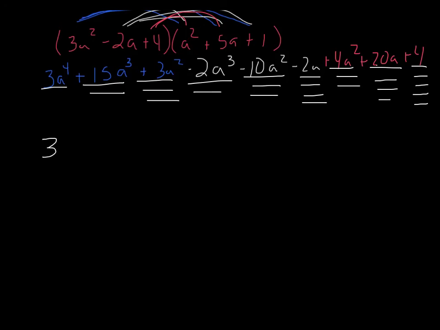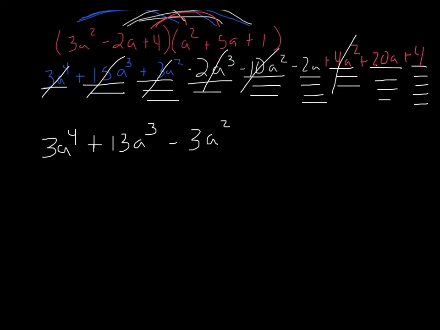Alright, so 3a to the fourth. 15a cubed and negative 2a cubed will give you plus 13a cubed. So we're done with that. 3a squared, negative 10a squared will give you negative 7a squared, plus we got one more of 4. So negative 7 and 4 will give you negative 3a squared. Negative 2a and positive 20a will give you positive 18a. And last but not least, we got plus 4.